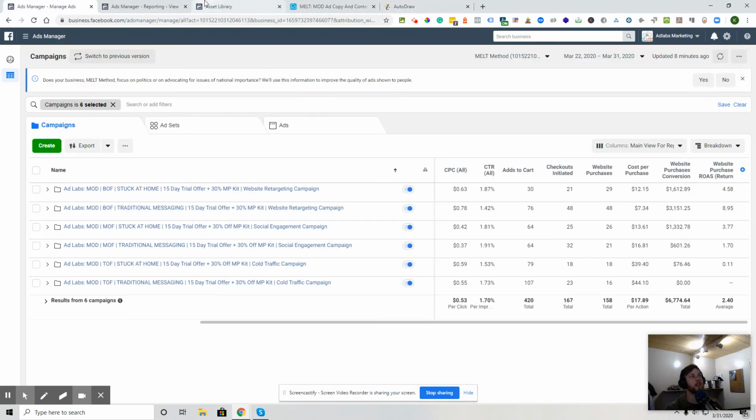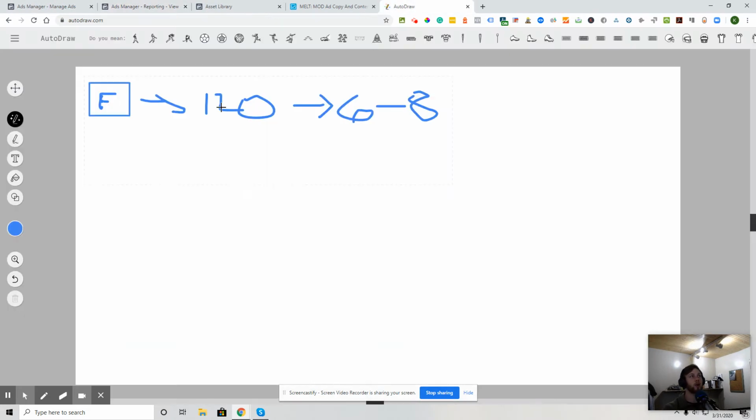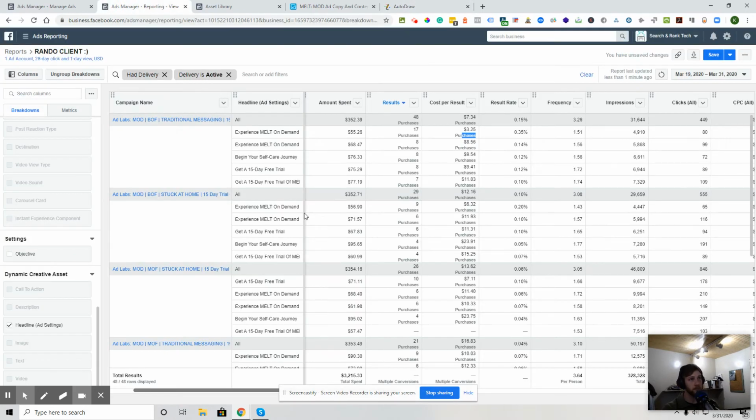So if we look at this and we're getting $3.25 per sign up for a free trial, we're doing pretty damn good. I don't know about you, but I'd be pretty okay with that ROI. If it was a physical product, I don't know. It depends. I think most people would be pretty satisfied with that.